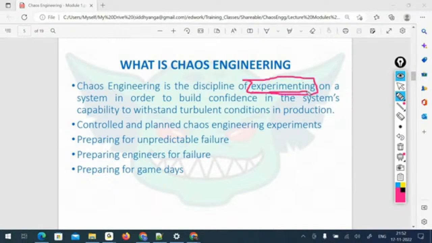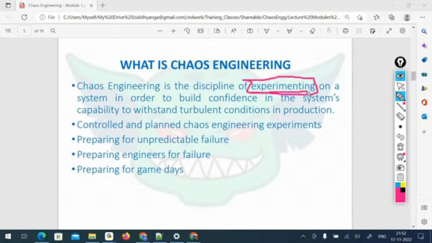It's always controlled and planned. It's not that we are doing some chaos, so it's not planned. It will be controlled and planned experiments. Now, unpredictable failures we can prepare for, right? Using chaos engineering we have to prepare for the unpredictable failures.